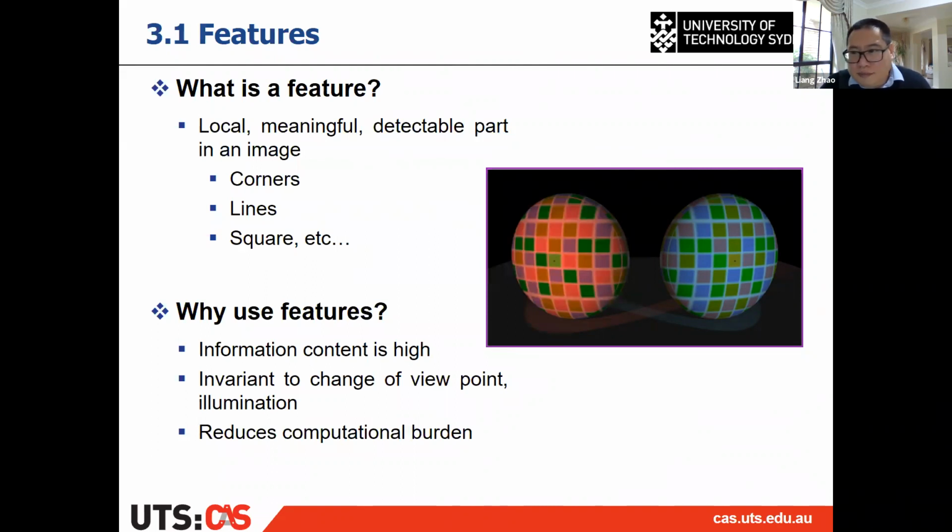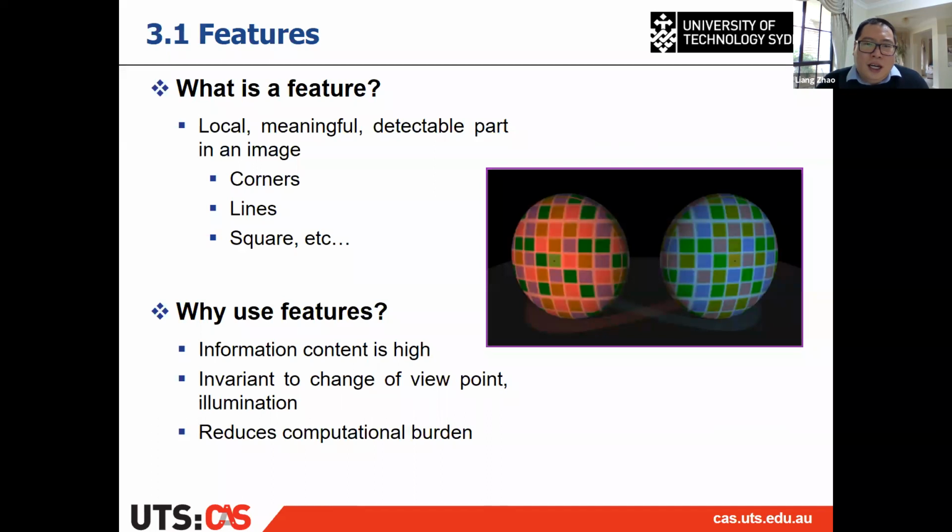Then the question comes to why we are using features. Why do we need to use features? All right. So there are several reasons why we are using features. The first reason is the information content in the feature is very high. For example, if you have an image, instead of using the whole image, you're just using like 20 or 30 corners distributed in the image, then it normally contains most of the information from the image, right? So the first is the feature contains high information from the image.